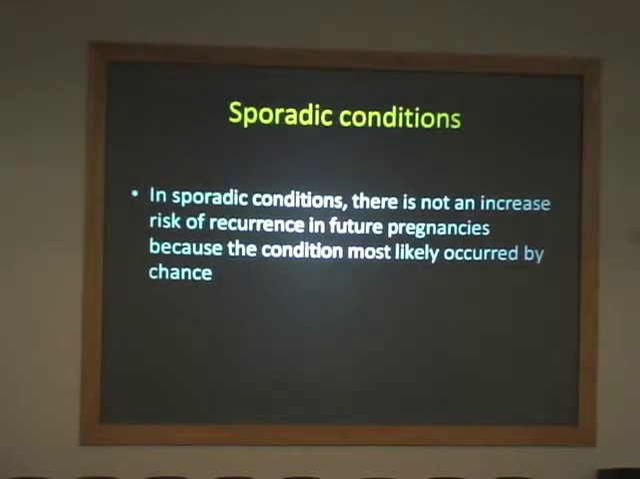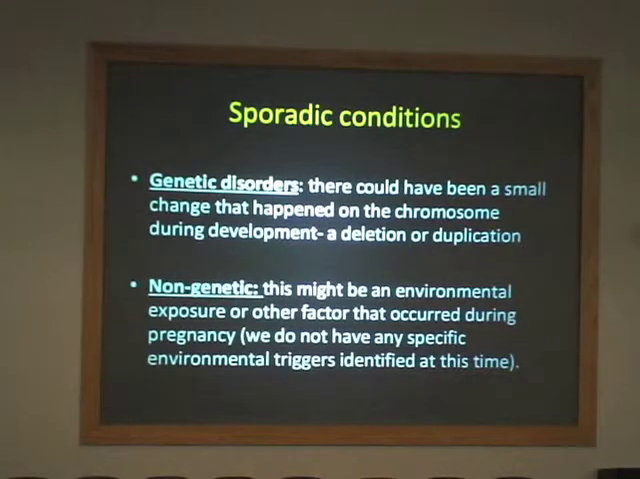So in sporadic conditions, we don't think that there's generally a risk of recurrence in future pregnancies, because we think that it was a change that happened by chance during that pregnancy. But sporadic conditions can have either a genetic or a non-genetic basis. So a sporadic genetic disorder could have happened if there was a small mutation or a small deletion of DNA or a small duplication of DNA that happened while the baby was forming. On the other hand, it might not even be genetic, and it might have been an environmental exposure or some other environmental trigger that happened.